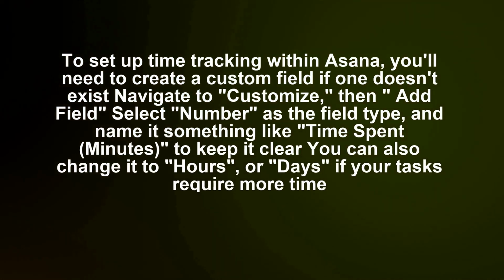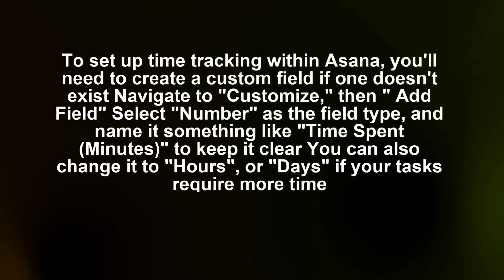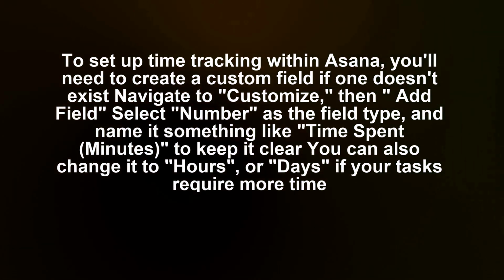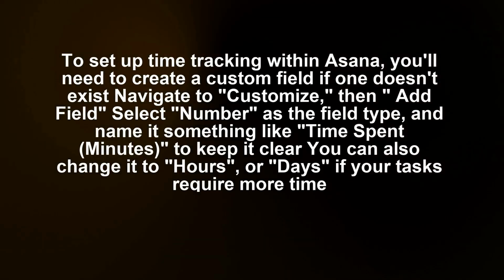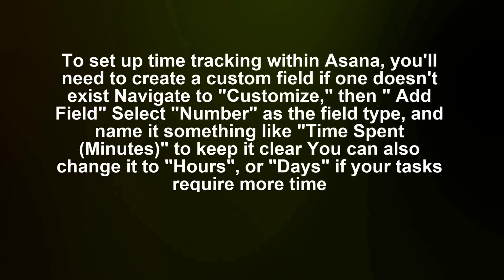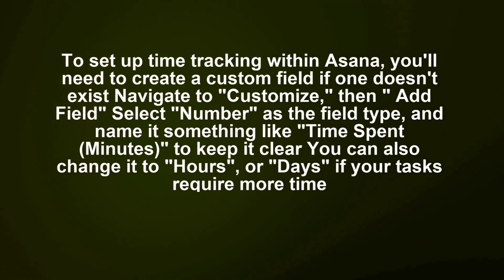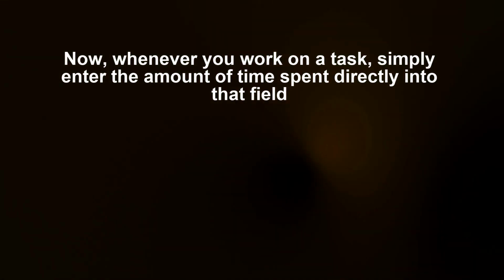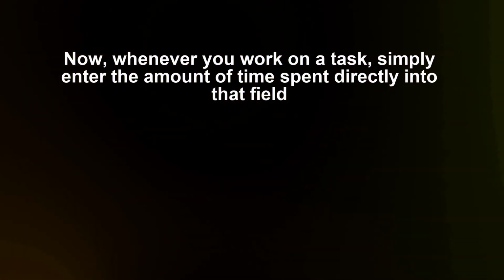To set up time tracking within Asana, you'll need to create a custom field. If one doesn't exist, navigate to Customize, then add field, select number as the field type, and name it something like time spent minutes to keep it clear. You can also change it to hours or days if your tasks require more time. Now, whenever you work on a task, simply enter the amount of time spent directly into that field.